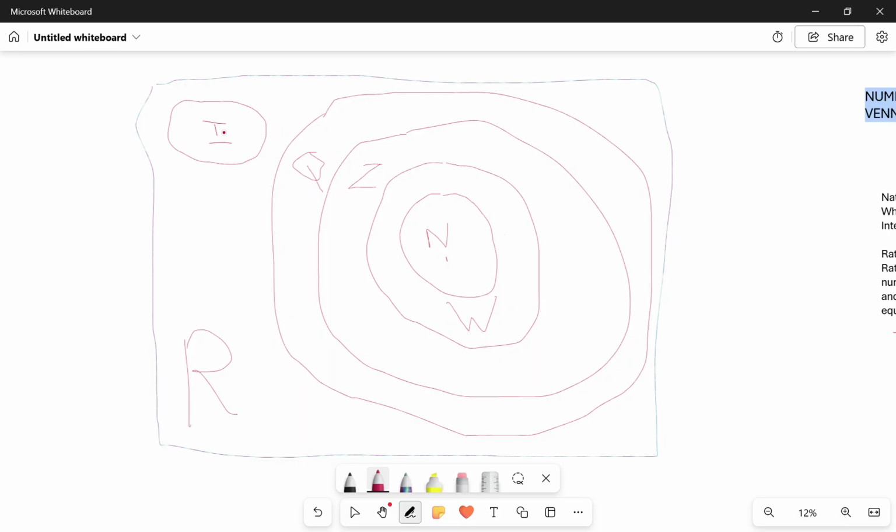Now irrational numbers do not consist of any of these. Okay, irrational numbers are a separate thing. Look at it in isolation because they do not have integers, they do not have rational numbers. They are square roots, they are something different. And real numbers consist of all of this. So this whole box is the real numbers.